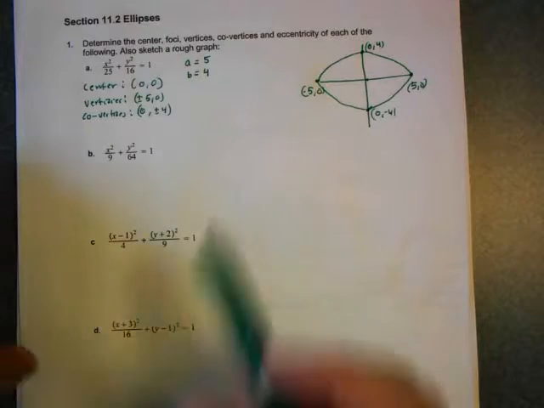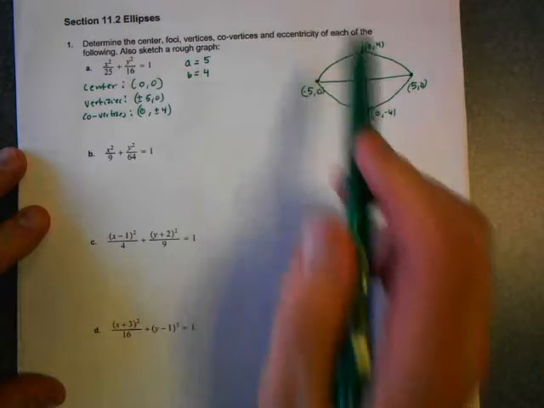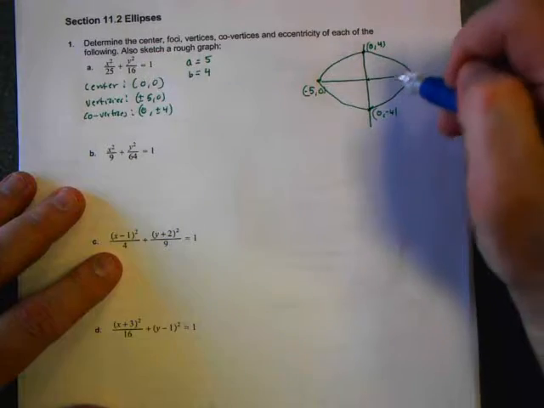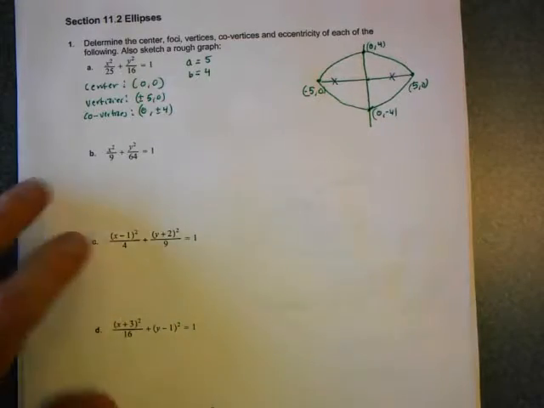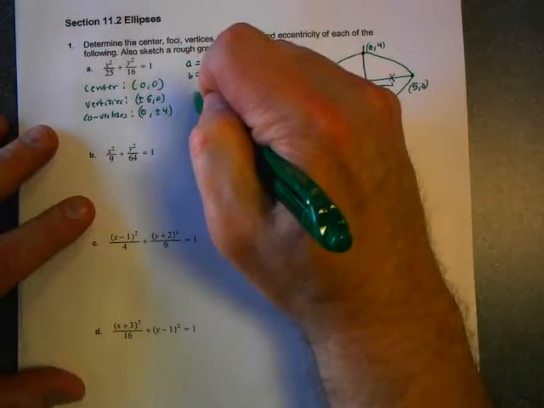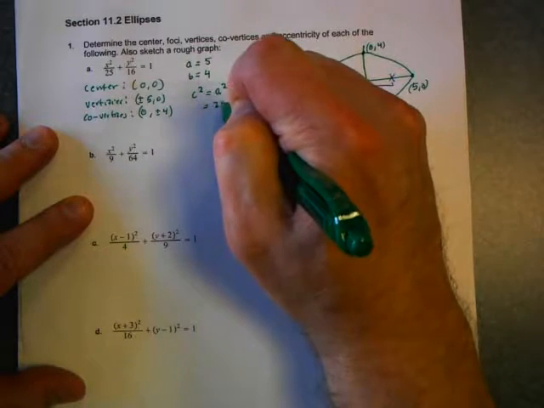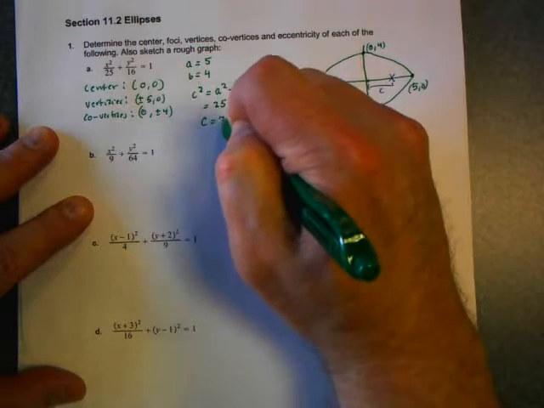Alright, what haven't I found yet? I've got to find the foci and the eccentricity. To find the foci, what do I need? I need the C number, because C gives me the distance from the center to the foci. So the foci are going to be there and there somewhere. So I need that length C. And we have a formula for that. What's the formula for C? C squared equals a squared minus b squared. So that's 25 minus 16, which is 9. So C is 3.